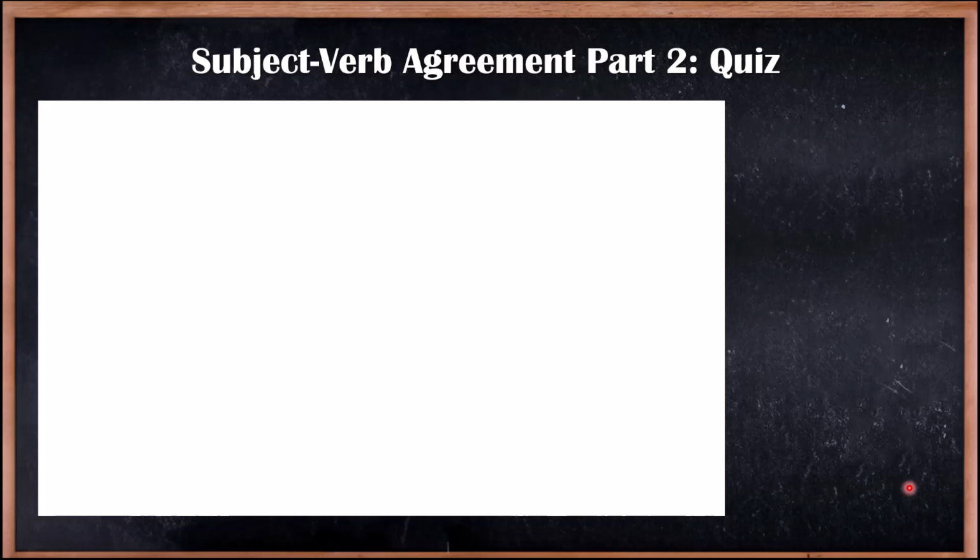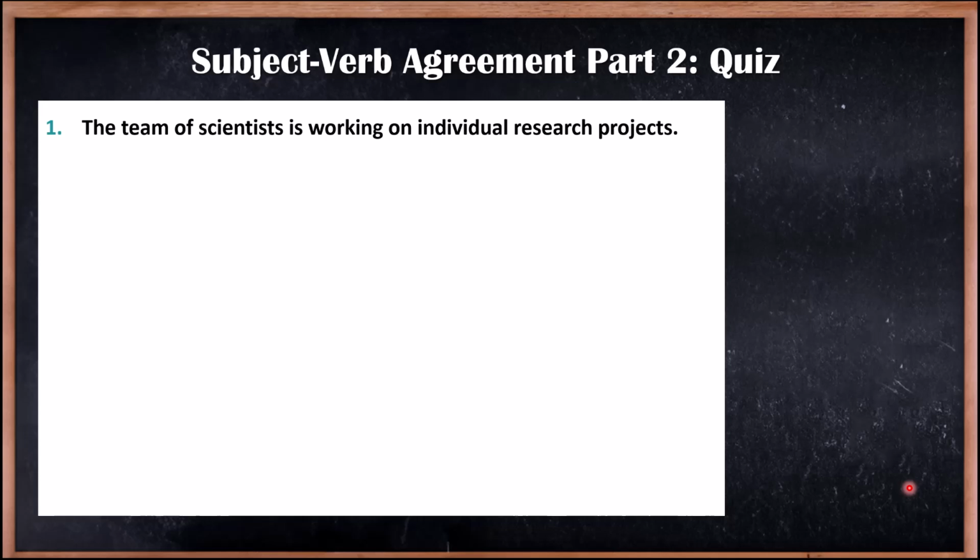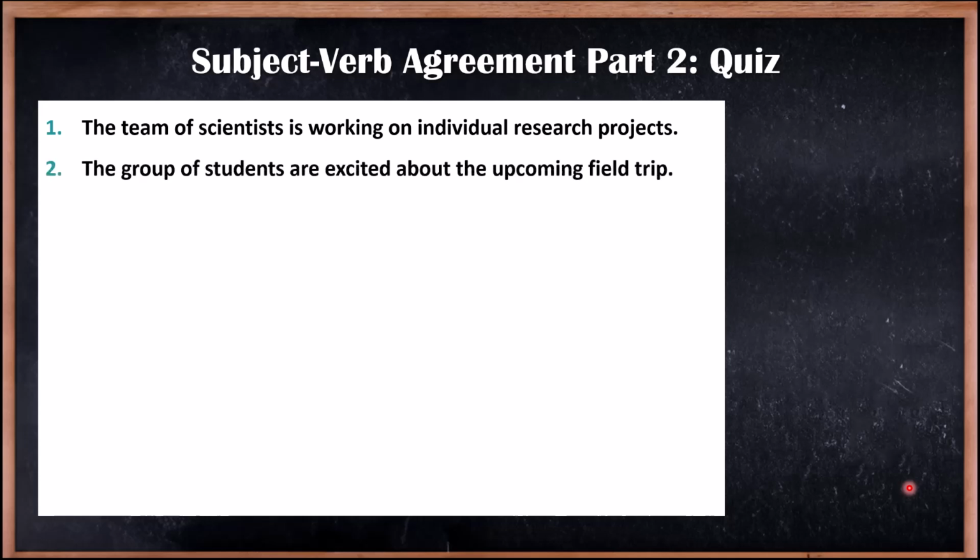So now it's time for our quiz. There are 10 questions in total, and you have to correct any mistakes of subject-verb agreement in these sentences. Number 1, the team of scientists is working on individual research projects. Number 2, the group of students are excited about the upcoming field trip. Number 3, a pride of lions stalk its prey in the grasslands.